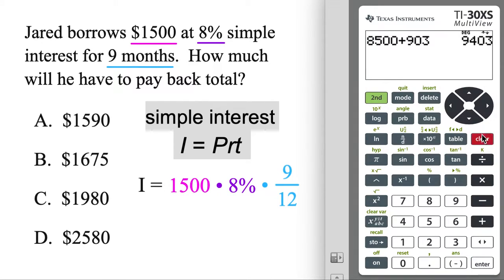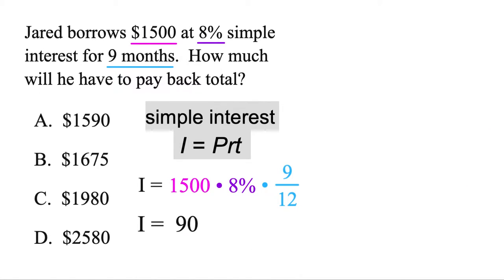So let's see what this guy gives us. Got 1,500 times 8%. But then to do the fraction, just use the N over D button. Then you could do 9 down 12. And $90 is our interest.